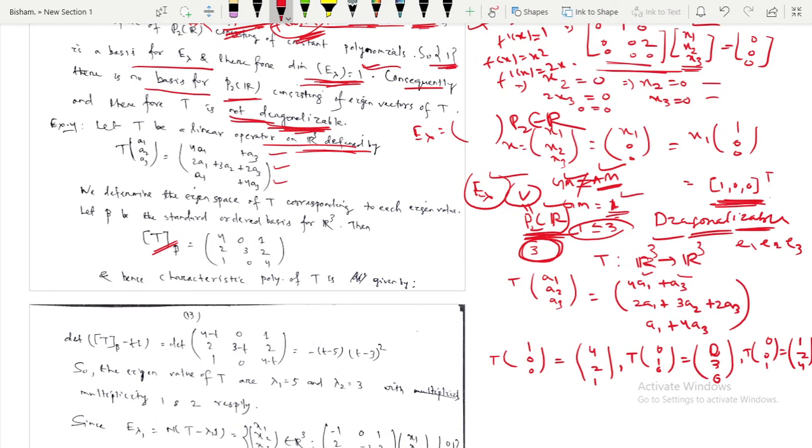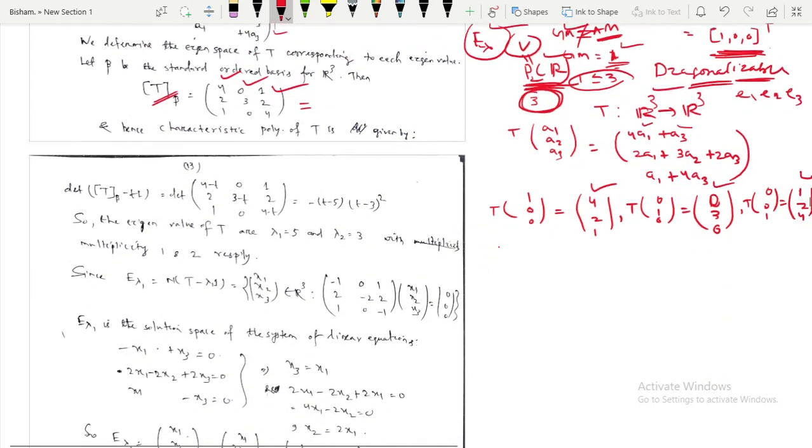So what will be the transformation? This is your first column, (4, 2, 1). Then (0, 3, 0), and then (1, 2, 4). So this is the corresponding matrix associated with the given transformation.